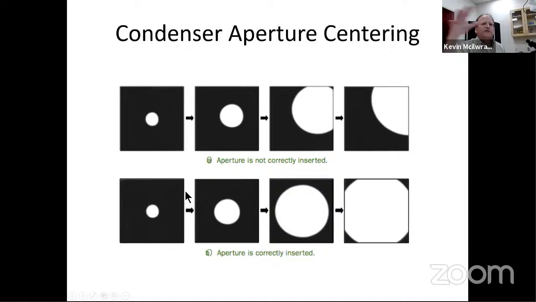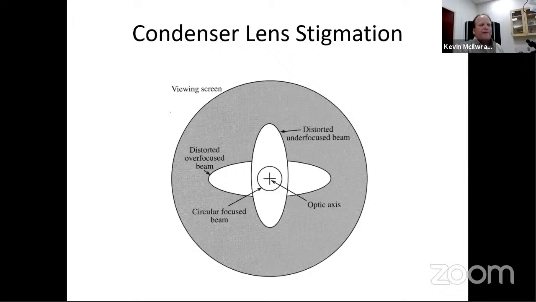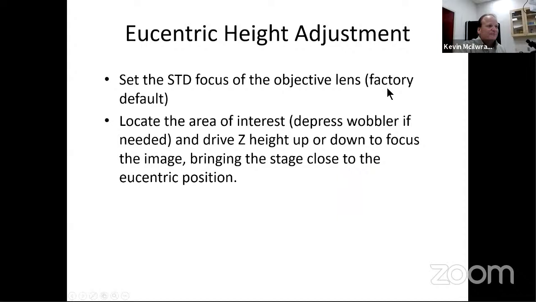Now, condenser lens stigmation. If it's not stigmated, we're not going to get a spot, we're going to get an oblong shape. And that's not an alignment you really have to do on modern tools. Eucentric height adjustment is very important.